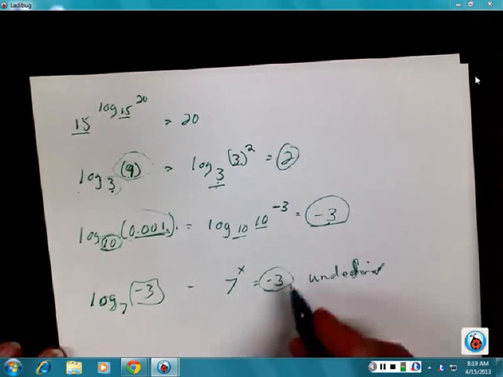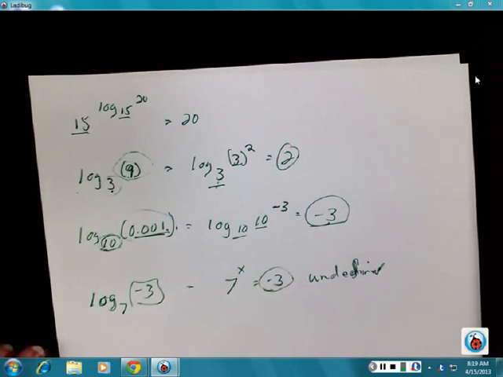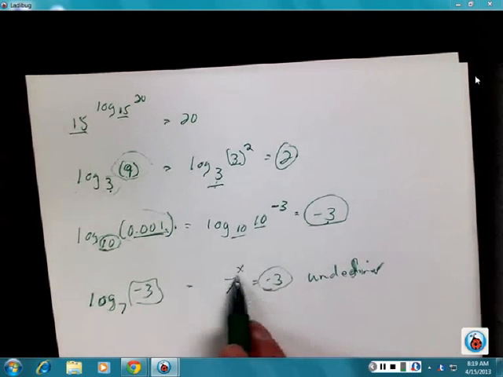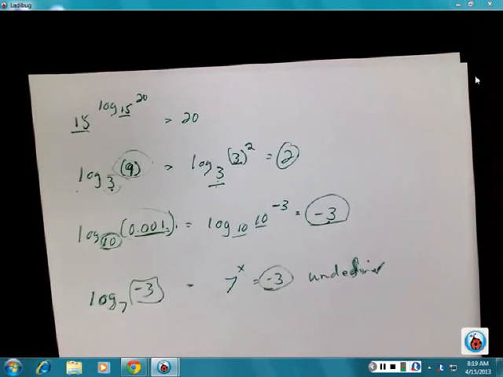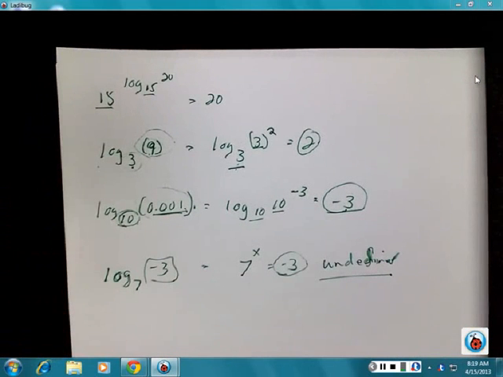So in most cases, if you've got a negative value that fits in this position, you know it's going to end up becoming undefined, because there is absolutely no way I can get that. So it does end up becoming an undefined situation. So be careful and watch out for those undefined pieces.